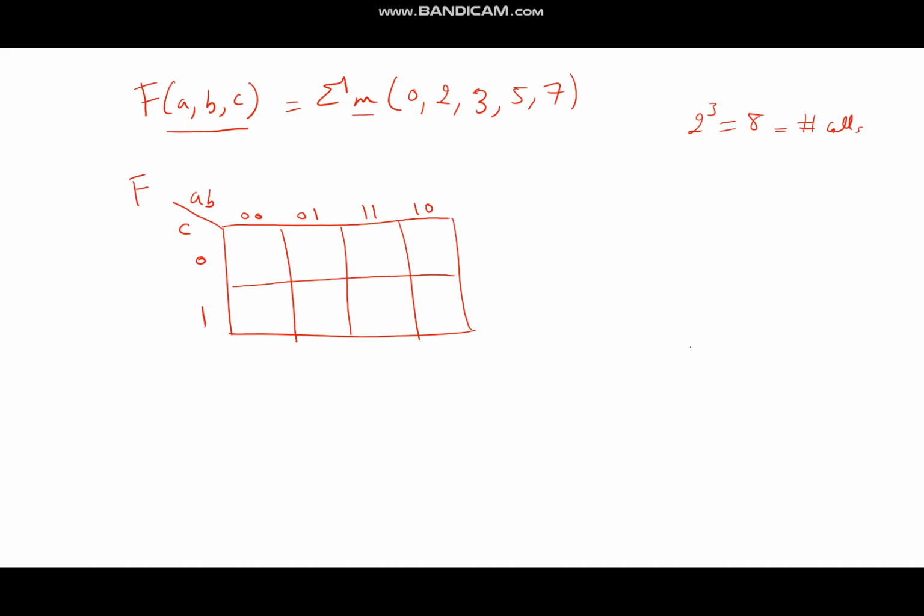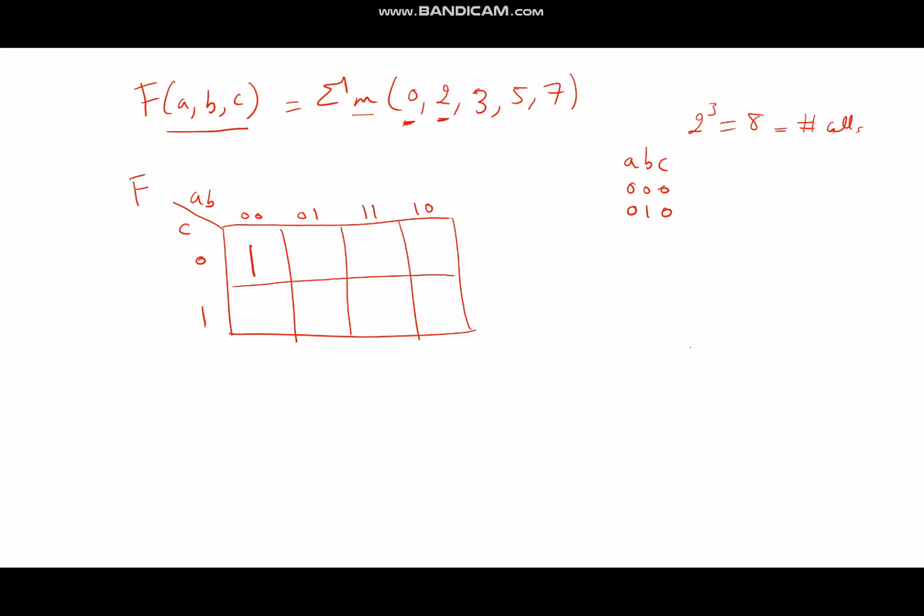So we'll first look at the minterms. And we'll look at minterm 0. And 0 is the binary 0, 0, 0. So we'll look at the cell where AB is 0, 0, and C is 0, which is the first cell. And then we enter a 1 in there. We entered the 1 because the function is the sum of minterms. If it were a product of max terms, we would have entered the 0 in that cell.